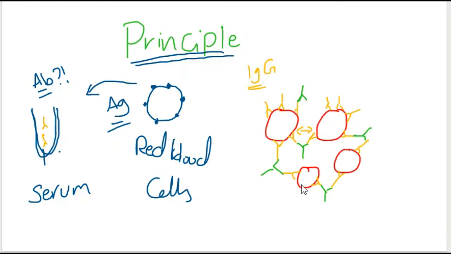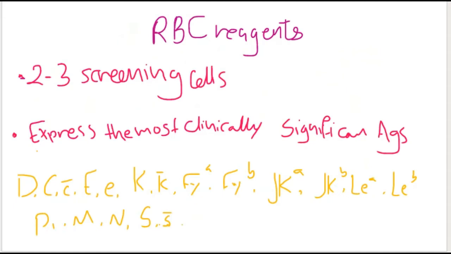So as we can see in this example, the Coombs reagent is able to cause bridges between cells. So we will be able to detect it, which indicates the presence of the antibody. So the main principle used here is the indirect antiglobulin test. As we said, we have to use red blood cell reagent with known antigen to detect the unknown antibody.